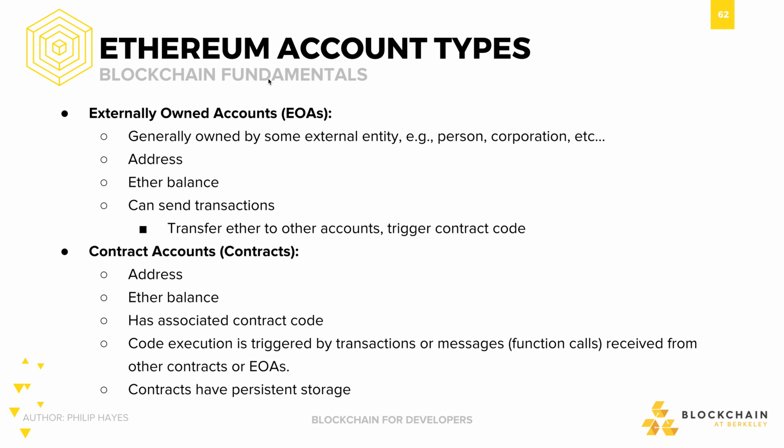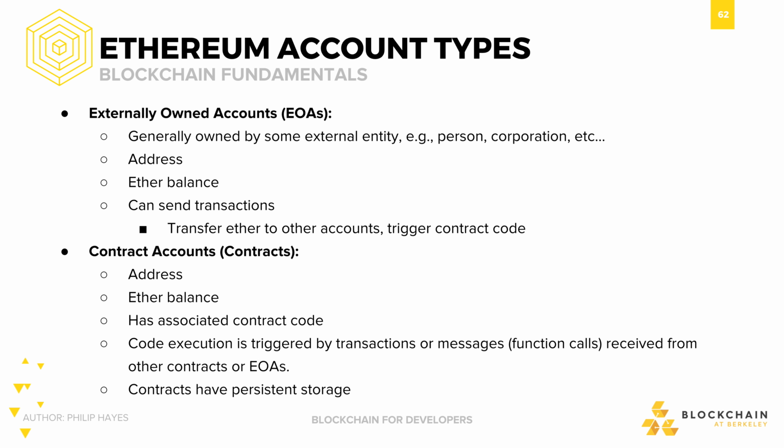But wait, there's two types of accounts. So there's externally owned accounts, which are owned by some person, corporation, or whatever. It has an address, an Ether balance, can send transactions, which means it can basically transfer Ether to other accounts or trigger contract code. Remember, smart contracts need to be triggered by currency in some way. I'll talk about that a bit.